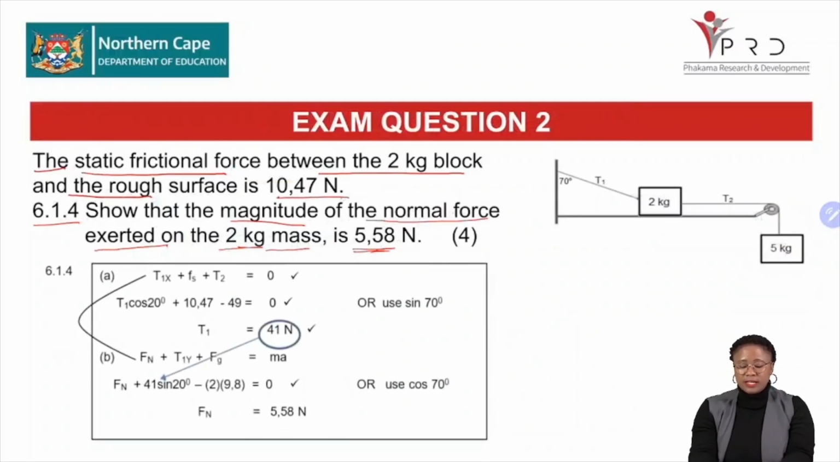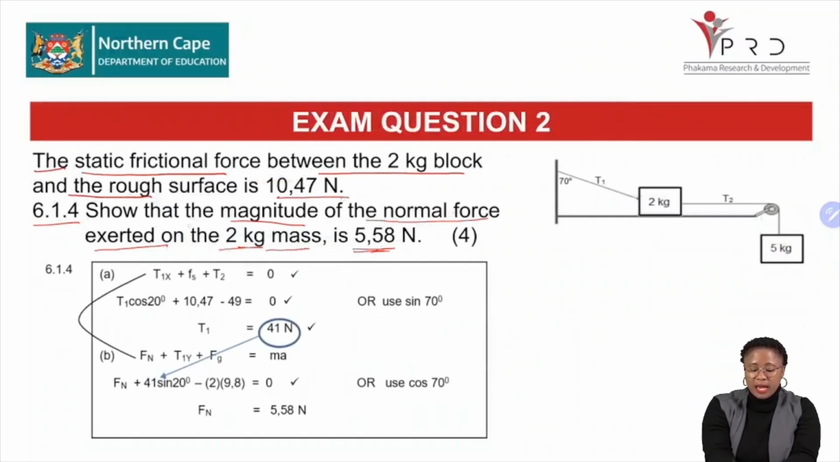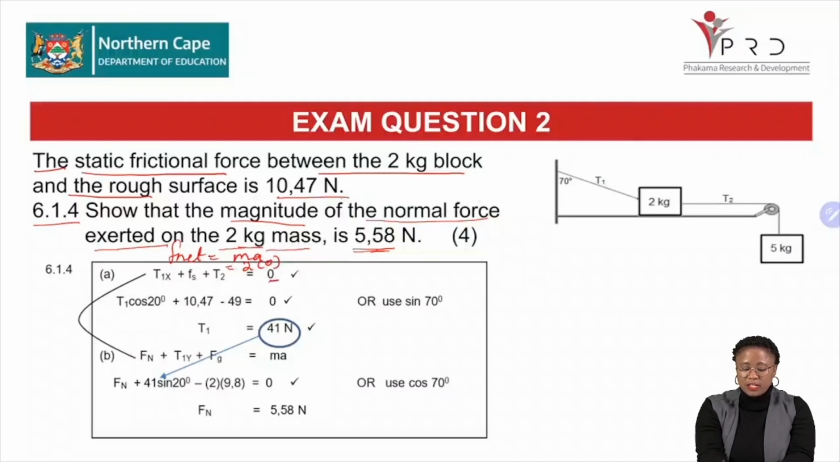You're still going to say F net is equal to ma, and remember, because the forces are at equilibrium, your acceleration will be 0. That will mean that you'll have 2 multiplied by 0, and 2 multiplied by 0 will give us the 0 there. That's why we have our 0 there. And then under F net, what are we going to have?